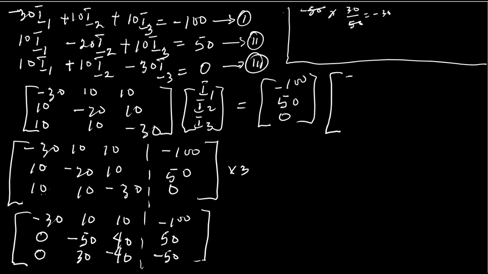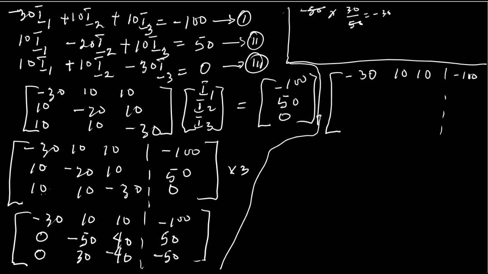Now, let's see it. Here's minus 30. Let me just demarcate so that it should be obviously different. That's minus 30, 10, 10. Here's minus 100. Here's 0, minus 50, 40, 50. Now, this is 0.